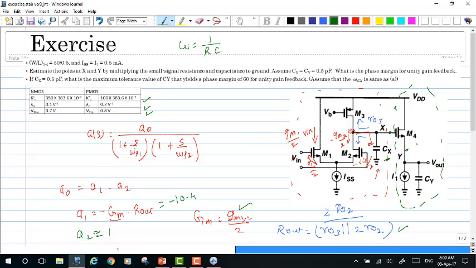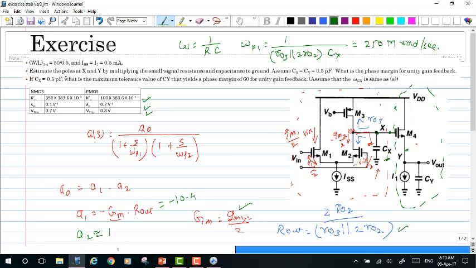So now let us look back over this node X. The value of this omega P1 could be represented as 1 upon the R out, right? So the resistance that we have here is the R out of our first stage, which is equal to RO3 in parallel with 2 times that of RO2, and that is the resistance that we have, and the capacitance is nothing but our Cx. So once we plug in all of these values, one would end up having the omega P1 that is equal to 250 mega radian per second, okay?